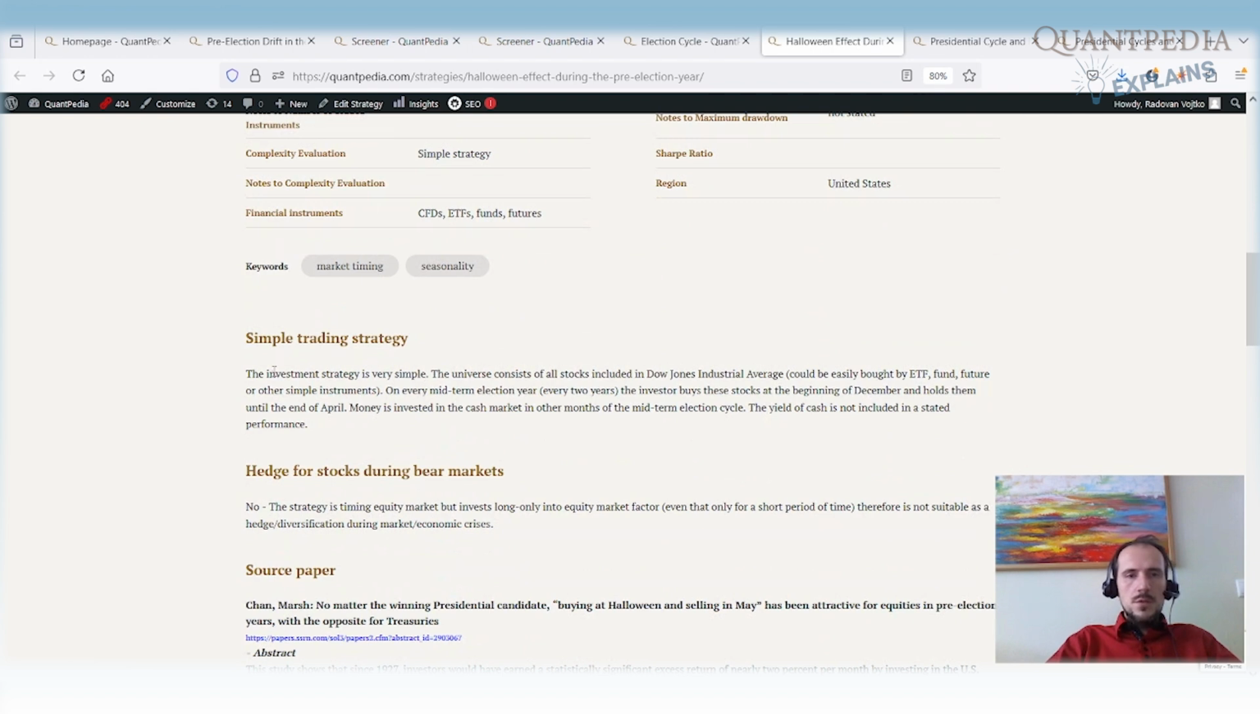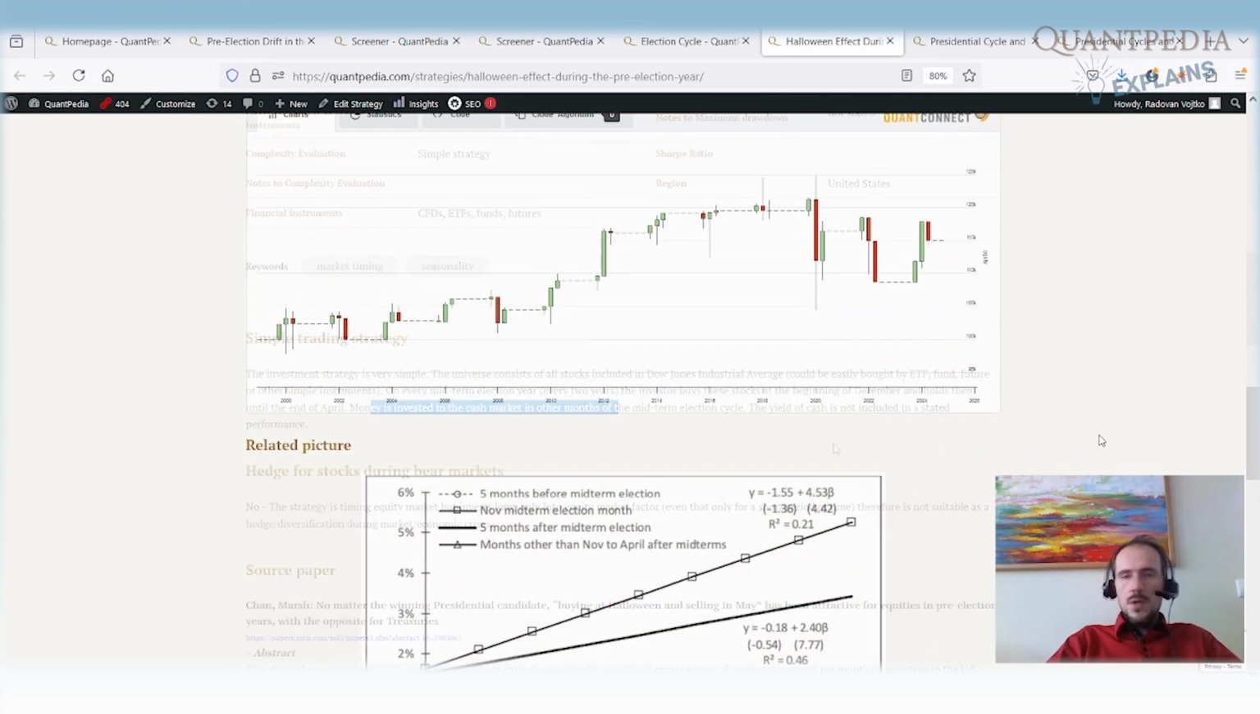Once again, the investment strategy is very simple. So on every midterm election year, so every 2 years, the investors should buy stocks at the beginning of December and hold them until the end of April, and the money is invested in the cash market in the other months. This is how it looks like.